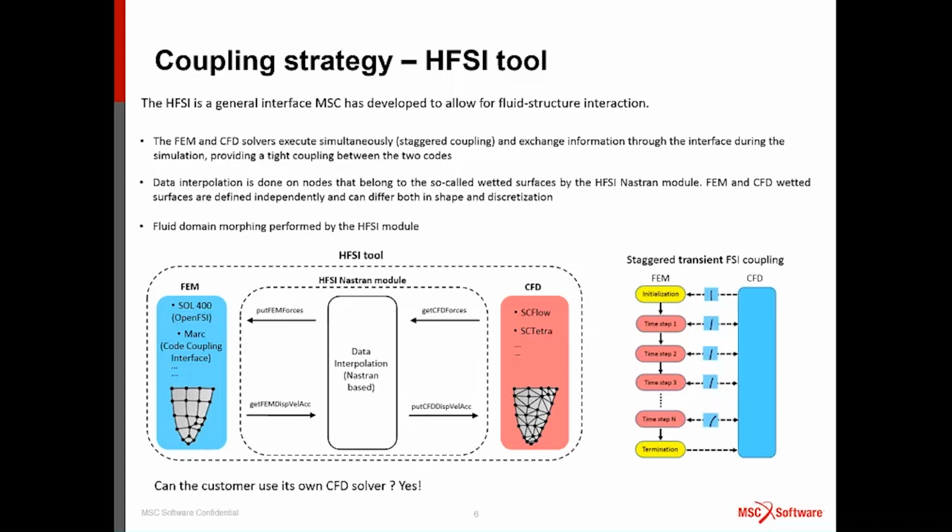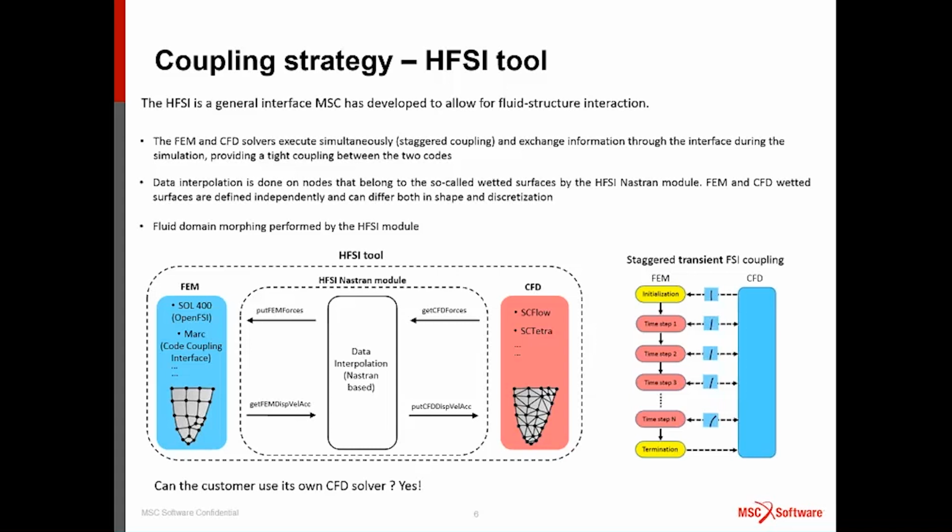The last point is that the fluid domain morphing is performed by the HFSI module as well. If we look at this box, the outer box is the general interface tool. We have mainly three different boxes. On the right side, we have the CFD solver. On the left side, we have the FEM, and in the center, we have the HFSI Nastran module that takes care of the interpolation between the two solvers.